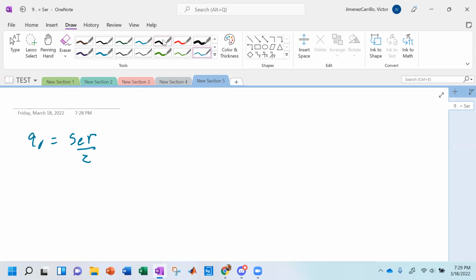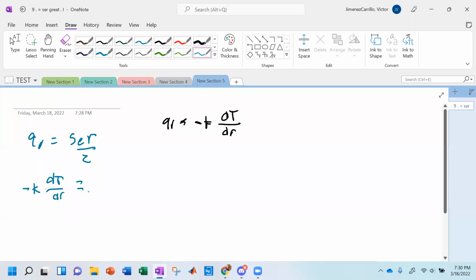Now let's talk about one of the things that I mentioned y'all should always have by heart. q_r's full definition: q_r is equal to negative k dT over dr. This is a definition that you should have ingrained in your skulls. Heat is equal to this, no matter what we do. So guess what we do? We substitute it in there. Negative k dT/dr is equal to S e r over 2.